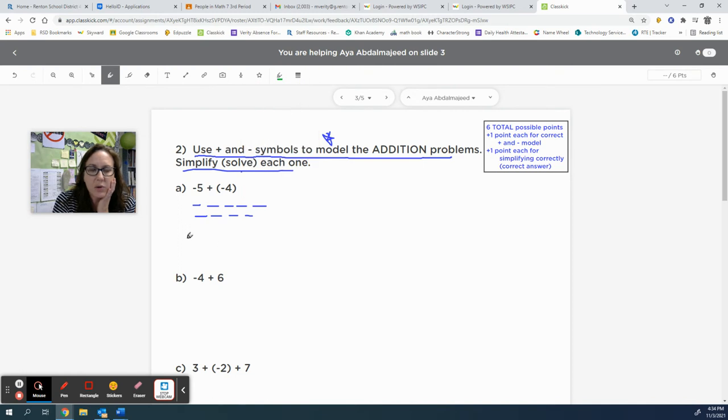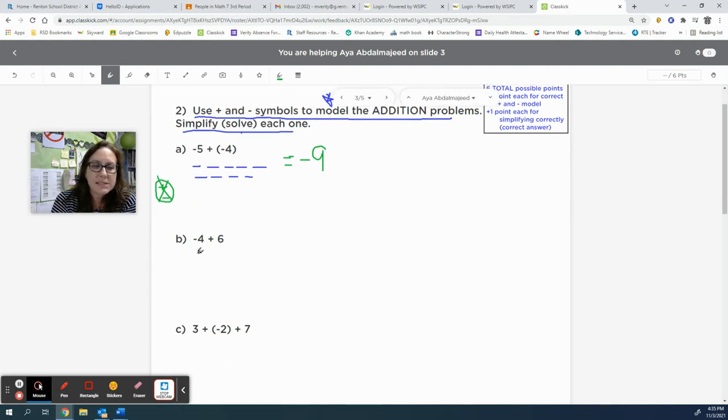No, we can't. We can only make 0 pairs or cancel it out if there's a positive and a negative together that we can say, well, that's +1 and that's -1. Those together make 0, but we don't have any positives here, so we can't cancel anything out. So we are just adding these negatives. How many negatives do we have? Well, we have 9 of them. But they're not 9 positives, they're 9 negatives. So it has to be, the answer is -9, and the model looks like this.